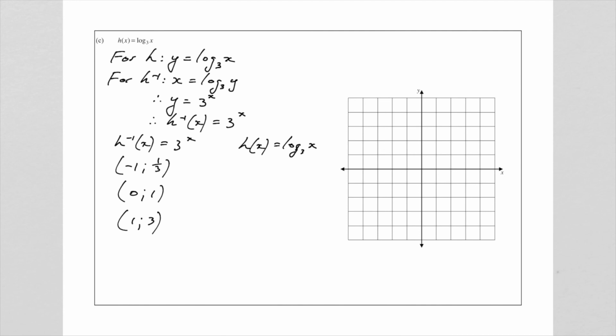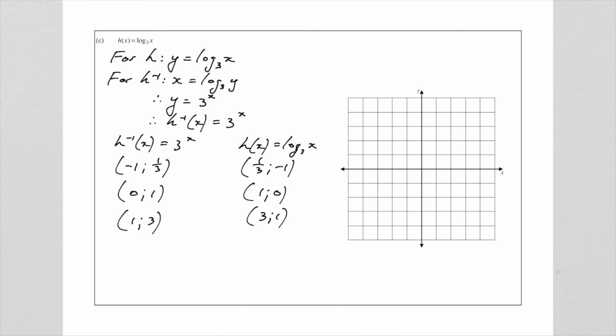And as you can see, it's very easy if you rather use the exponential function to find the points than the logarithmic. Now we're just going to swap them. So we're going to say it's a third and minus 1. It is 1, 0, and it is 3, 1. So let's now plot these 3 points.